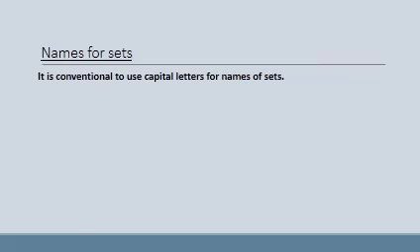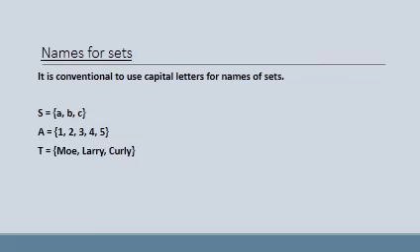Names for a set. How can I name a set? It's conventional to use capital letters for names of sets. For example, letter S is a set that contains A, B, C. A is a set. 1, 2, 3, 4, 5 are the elements of the set. T, capital T, is a set that contains Mo, Larry, and Curly as elements. Also, B is a set that contains cat and dog.